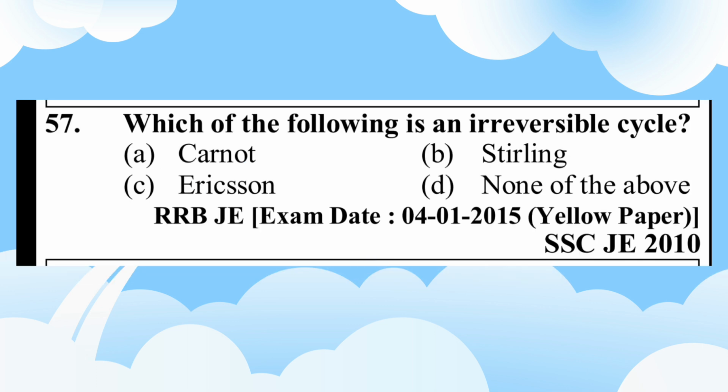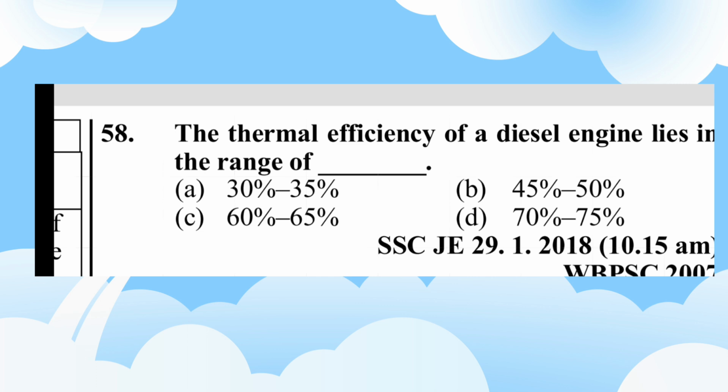Question number 57. Which of the following is an irreversible cycle? A. Carnot cycle, B. Stirling cycle, C. Ericsson cycle, D. None of these. Carnot, Ericsson, and Stirling are all reversible cycles, so none of these above.